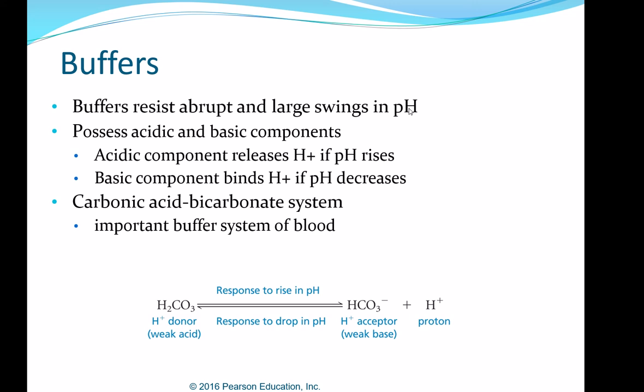The most important of the buffering systems in our body is something that we call the carbonic acid bicarbonate system, and it is an incredibly important system to maintain the pH of our blood. And so you can see it consists of carbonic acid and then bicarbonate. Bicarbonate is the base that will take up hydrogen ions if the blood gets too acidic, and carbonic acid here is the weak acid that will release hydrogen ions if the pH rises and if it becomes too basic.